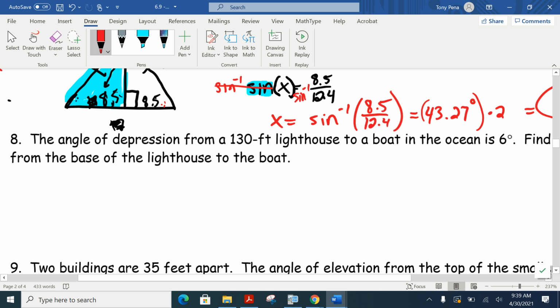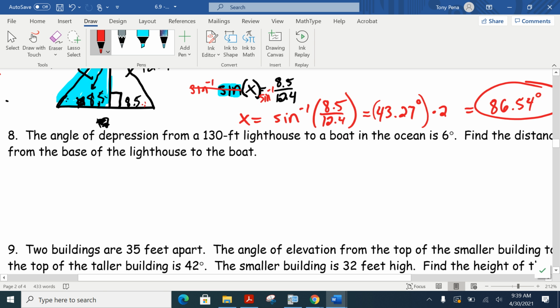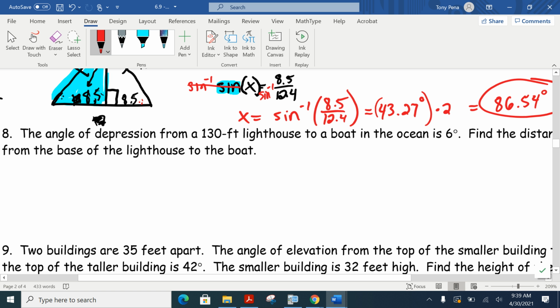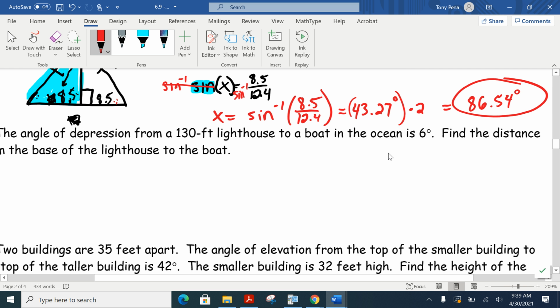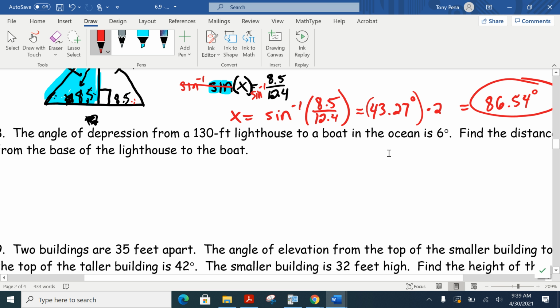This is now our little picture. This is what we spent pretty much the whole day on yesterday, these angles of elevation and depression. See if we could draw this picture. It says an angle of depression, so remember what that means. That's the angle that we look down at. So the angle you're looking down at from a 130-foot lighthouse to a boat in the ocean is 6 degrees. And what we're ultimately looking for in the second sentence is the distance from the bottom of that lighthouse to the boat.